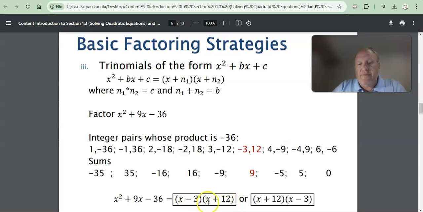So you wouldn't want to go plus 3 and minus 12, because 3 plus negative 12 is negative 9. So it has to be, the 12 has to be the positive number, because you want to get a sum of positive 9.